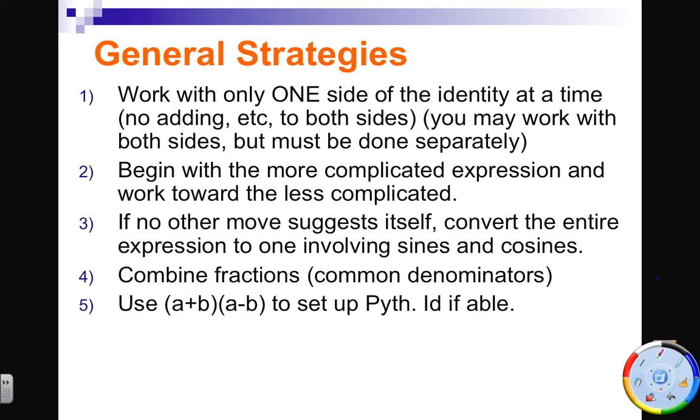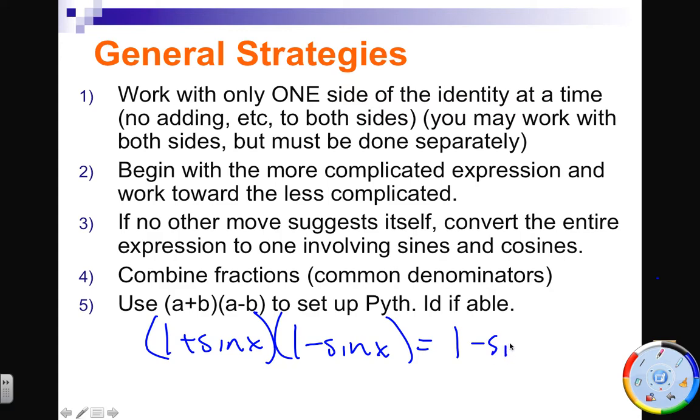A plus b times a minus b to set up a Pythagorean identity is super, super nice because if I was to give you 1 plus sine x, and I was to multiply this by 1 minus sine x, I would get 1 minus sine squared x, which is cosine squared x. So that's nice and easy. A lot of the times this ends up in a denominator where you need to simplify a fraction.